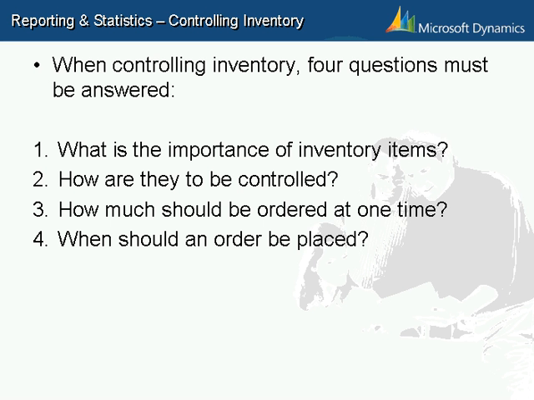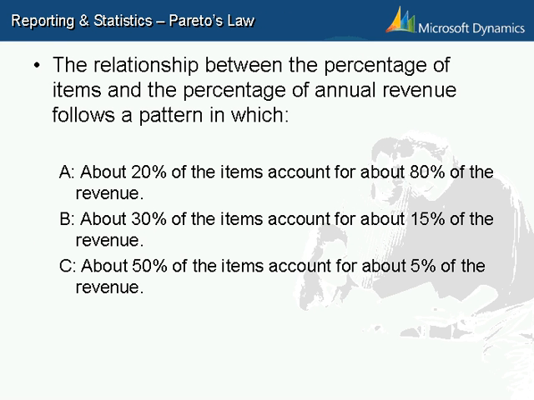When controlling inventory, four questions must be answered. What is the importance of inventory items? How are they to be controlled? How much should be ordered at one time? When should an order be placed? Now I'll talk about Pareto law.